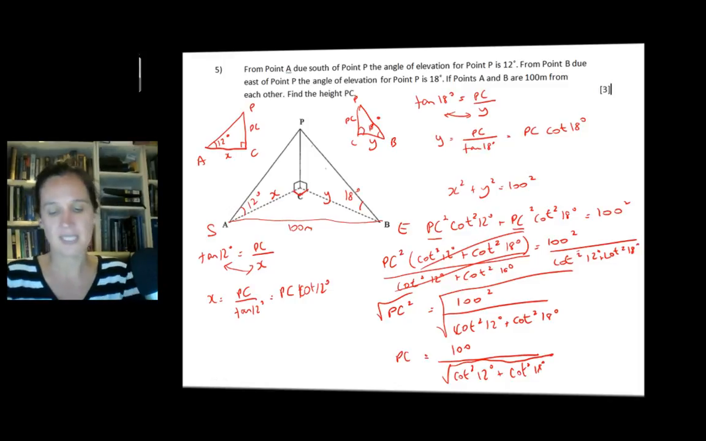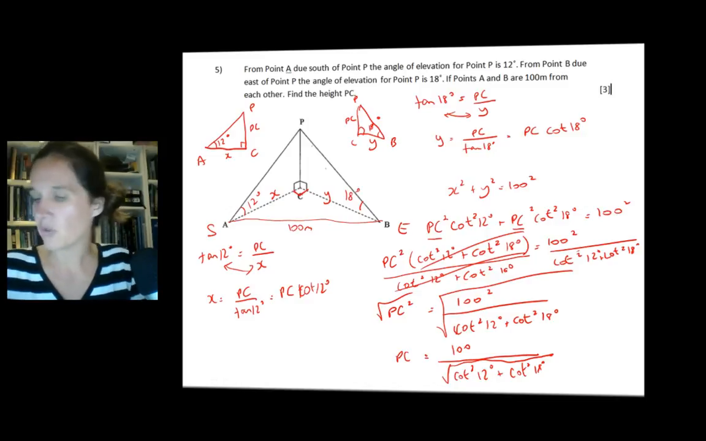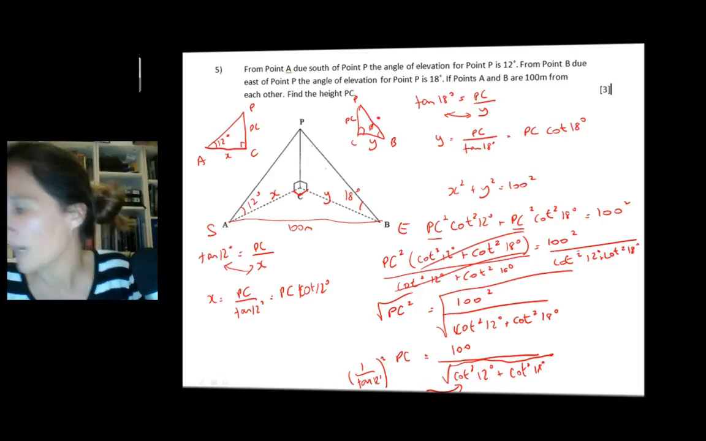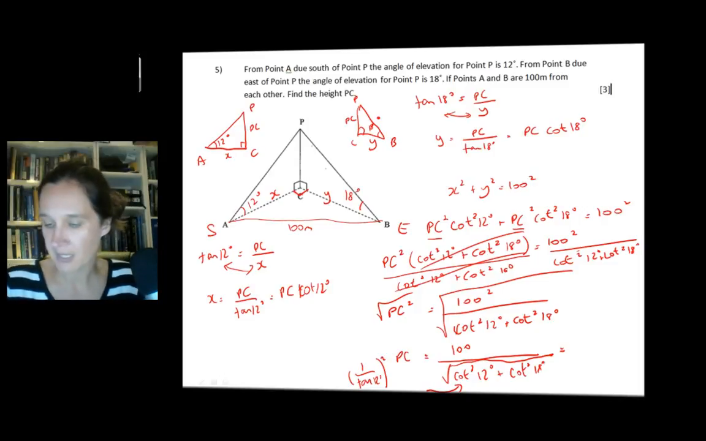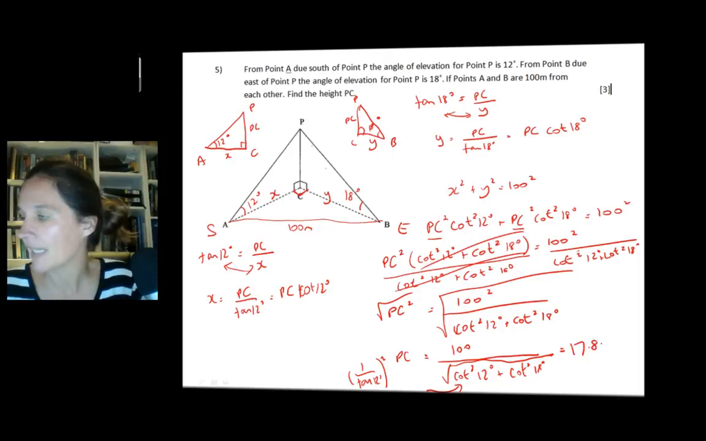So when we're entering this into our calculator, we want to make sure that we're putting all of this together. So here, we want to make sure our cot squared, we can put our 1 on tan here. So we're having 1 on tan of 12 degrees squared here. So when you put that into your calculator, you should end up with 17.8 meters to 1 decimal place.